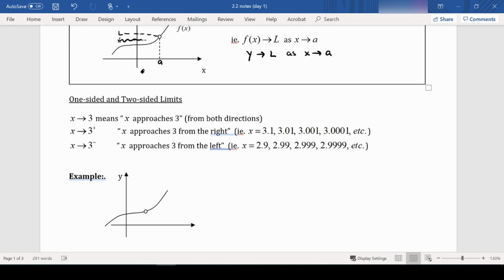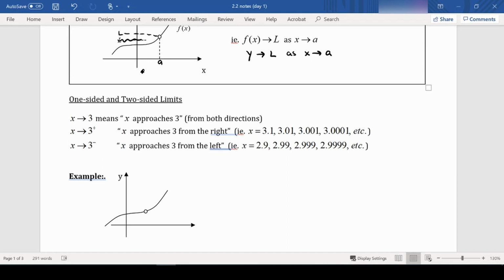If we have x approaches 3 with a little tiny plus here, this isn't positive 3. This means we're approaching from the right, meaning we have slightly larger values than 3 that we are considering. If we have x approaches 3 with that little negative, this does not mean negative 3. This means we are approaching from the left, meaning we're considering slightly smaller values than 3.